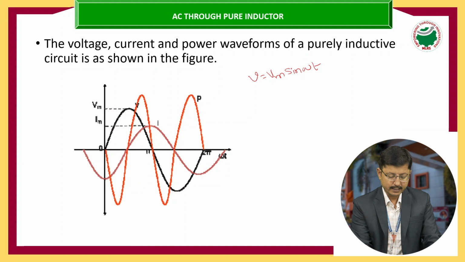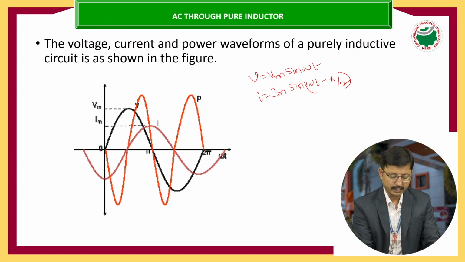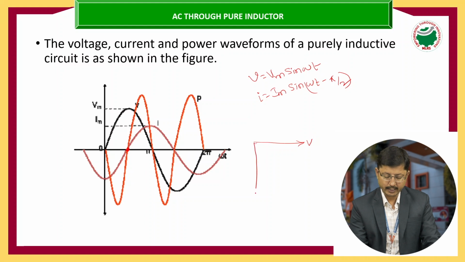the current starts after 90 degrees, because what is the current expression? The current expression is I equals Im sin(omega t minus pi by 2). Minus pi by 2 means the current starts 90 degrees later. As you see in the phasor diagram also, the voltage is the reference, and the current starts after 90 degrees.